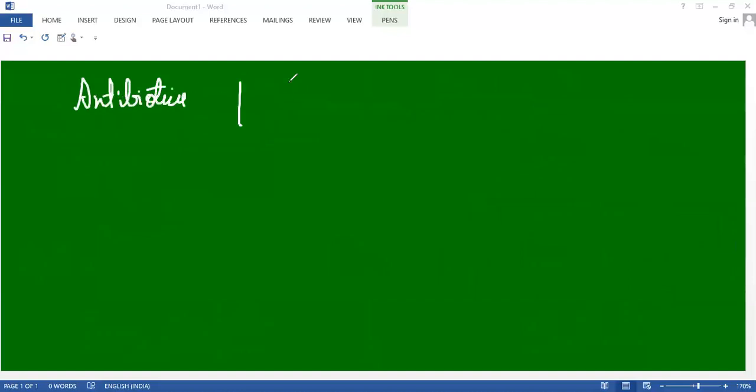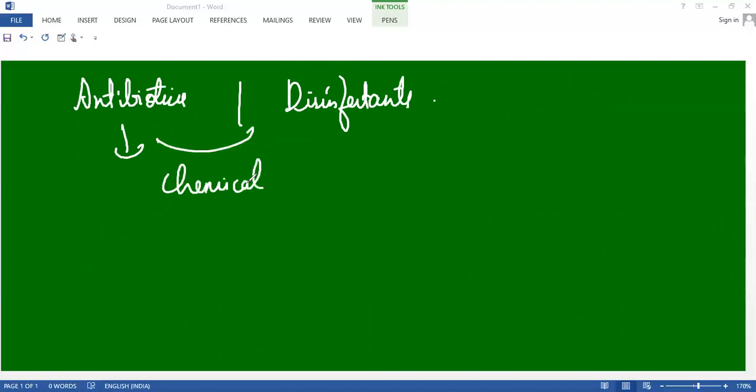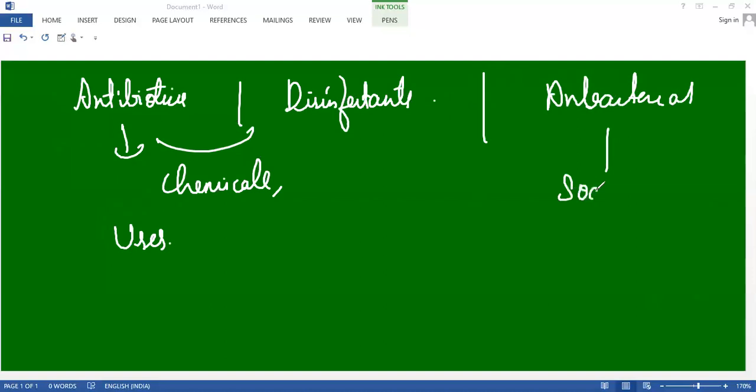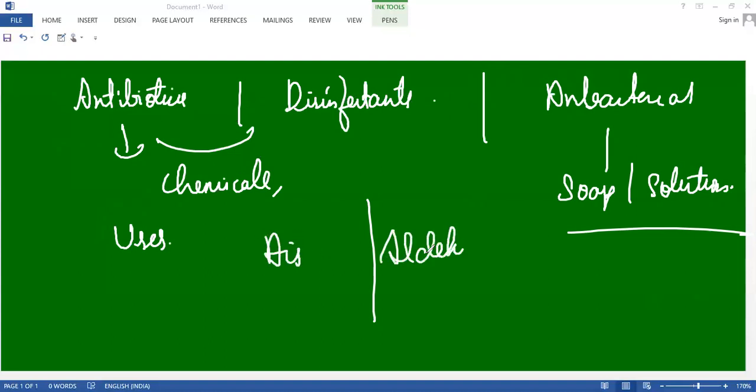So here we discussed antibiotics as well as disinfectants. We discussed that both are chemicals, their uses, the difference between them, and the types of antiseptics as well as disinfectants. We also discussed antibacterials, for example a soap or solution. And we discussed the types of disinfectants, that is air disinfectants as well as aldehydes, ozone, potassium permanganate, and hydrogen peroxide. So that completes chapter 10.